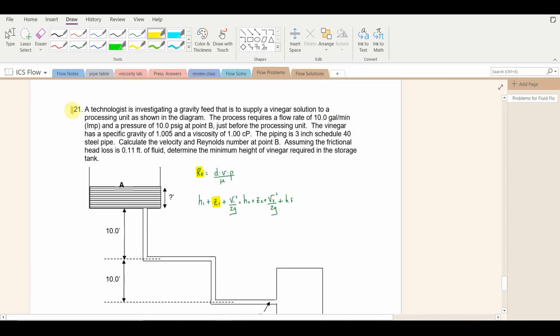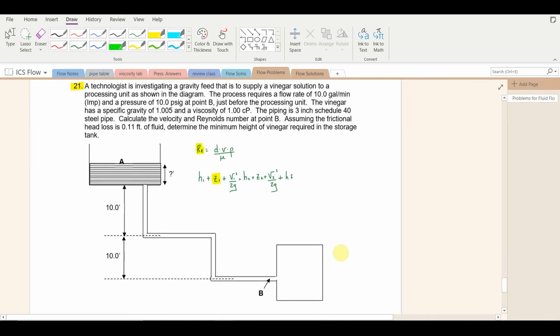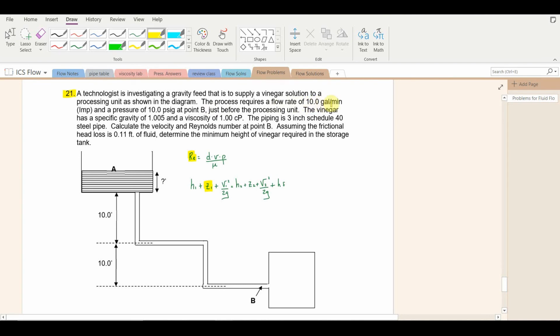Last problem, problem 21. A technologist is investigating a gravity feed that is to supply a vinegar solution to a processing unit as shown in the diagram. The process requires a flow rate of 10 imperial gallons per minute and a pressure of 10 psi gauge at B down here, just before the processing unit. Vinegar has a specific gravity of 1.005, has a viscosity of 1 centipoise. The piping is 3-inch schedule 40 steel pipe.